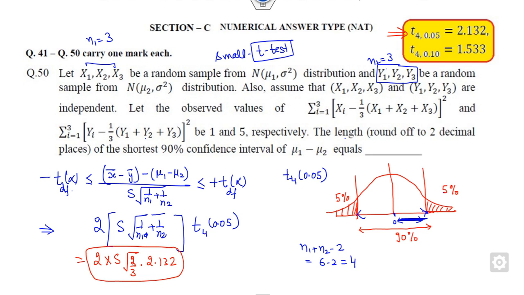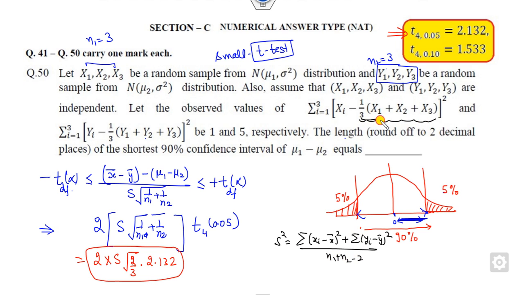So how can you find the value of S? That's again very simple. So I can write the value of S here. What is the S square? This is summation of xi minus x bar plus summation of yi minus y bar, over degree of freedom. Now if you look at that, this is nothing but x bar, so it means this value is given to you. Similarly for here, and these are given to you as 1 and 5.